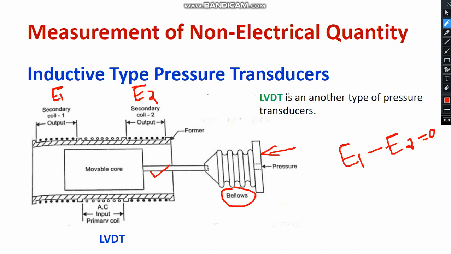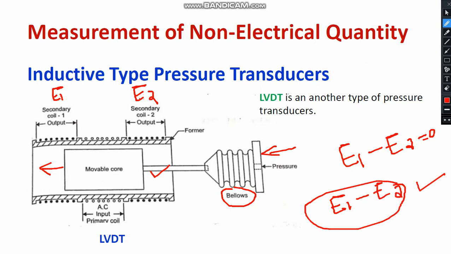The second case: if the movable core is towards secondary coil 1, obviously I will be getting E1 minus E2. In the third case, if the movable core is near secondary coil 2, what might be the voltage? The voltage will obviously be E2 minus E1.